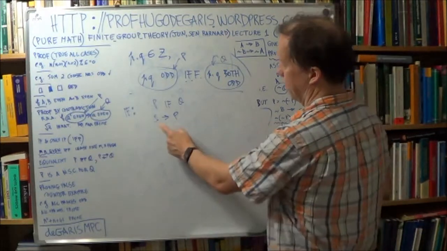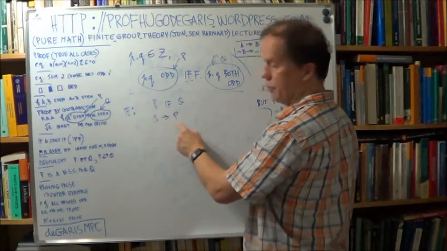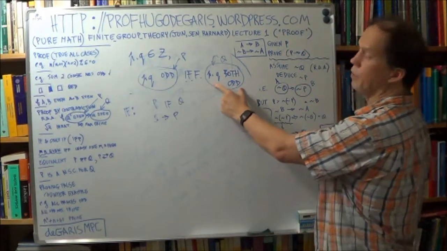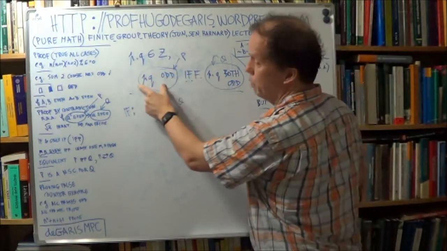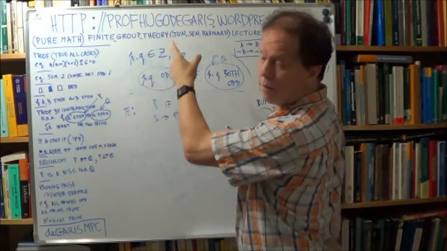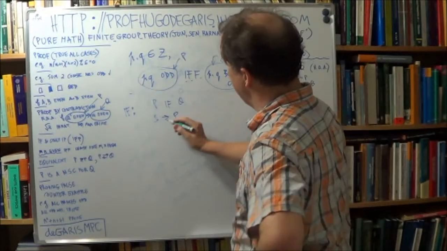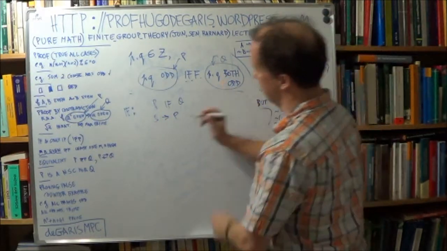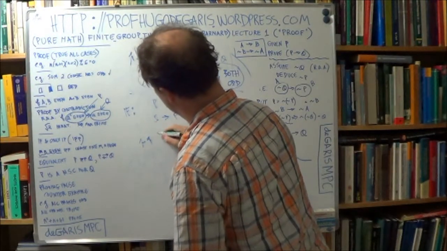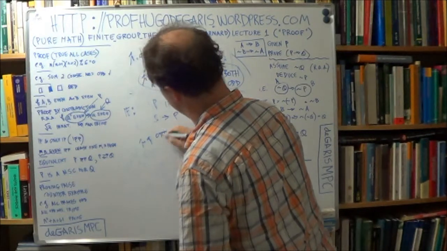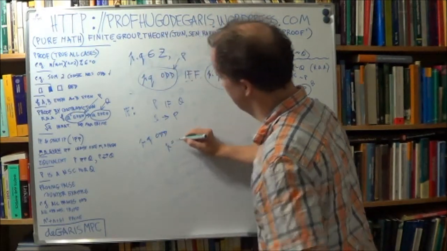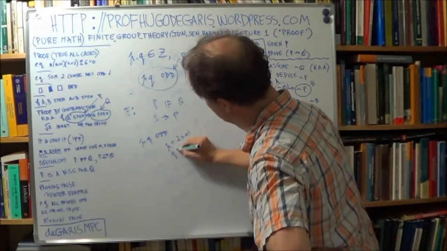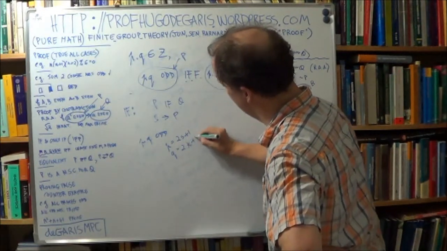So if Q is true, we have to prove P. If Q is true, that's this: P and Q are both odd. We have to prove that PQ, the product, is odd. So we start with Q. P and Q are odd. So let's write P as an odd number, 2s plus 1, and Q we can call 2t plus 1.